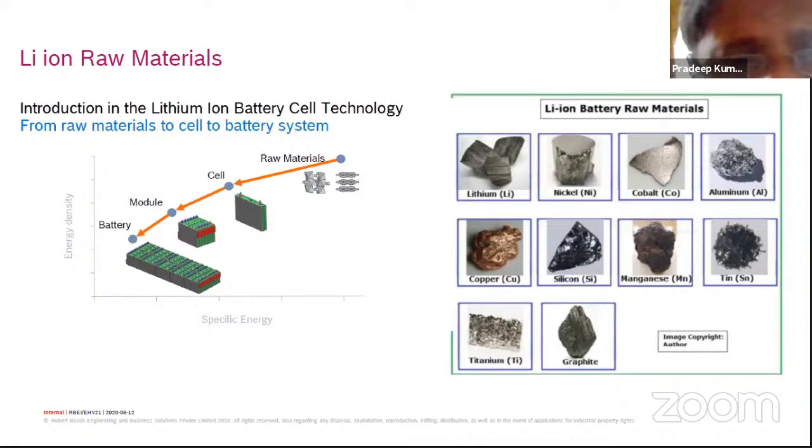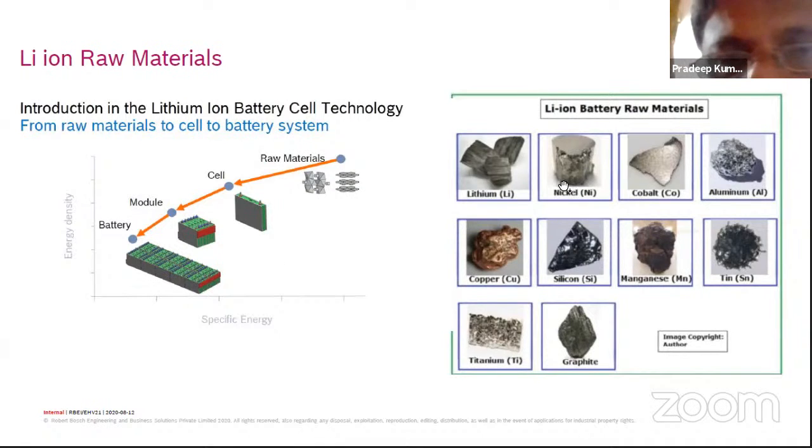In some cases, to get more current rating, people are connecting it in parallel. But once you have a series-parallel combination, it is extremely difficult to handle. So you handle the cells connected in series and parallel. You have modules, and these modules are put into the battery pack, finally forming the battery.